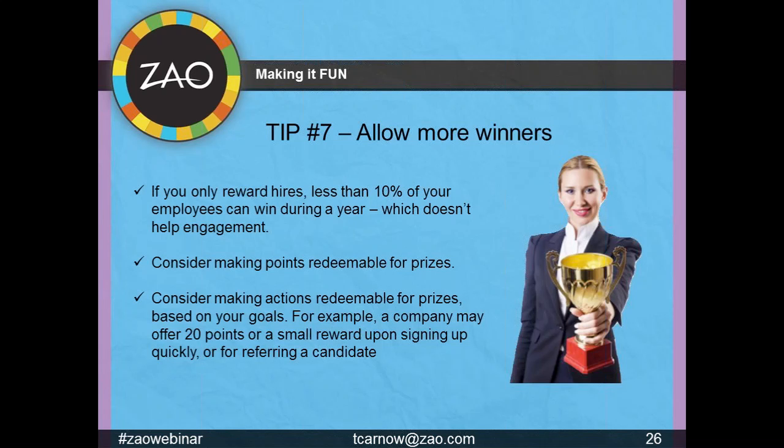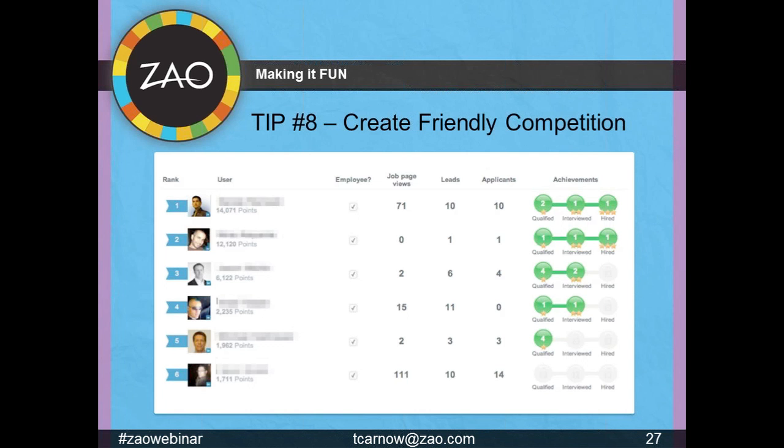So what we recommend is to consider increasing the pool of winners by taking your referral budget and splitting it across the different actions that you want to encourage. You can then make points redeemable for prizes, or make qualified actions redeemable for prizes based on your goals. For example, a company can offer 20 points or a small reward upon signing up quickly, or for referring a candidate that gets invited for an interview. Just try and make sure you can include more people in the rewards that you give out.